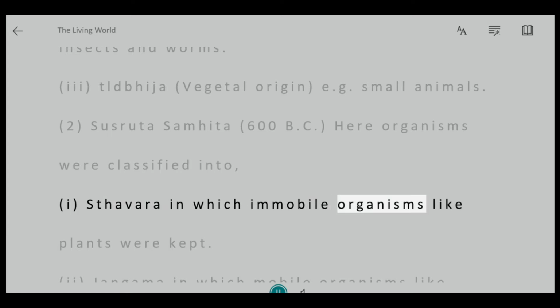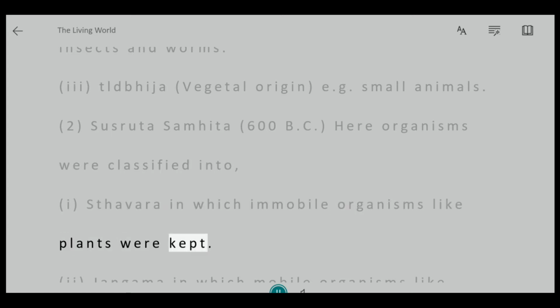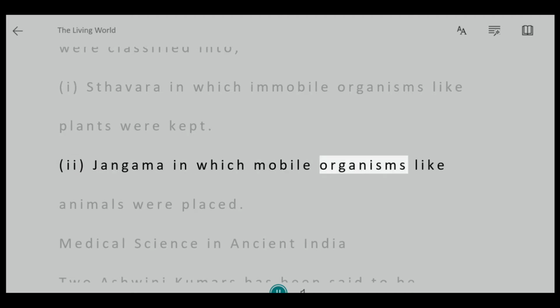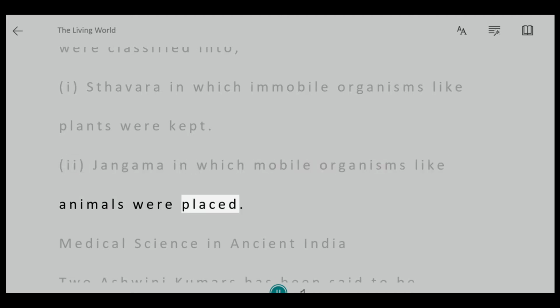Stavra, in which immobile organisms like plants were kept. 2. Jangama, in which mobile organisms like animals were placed.